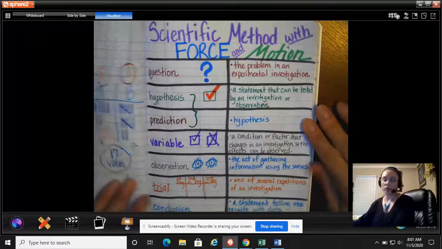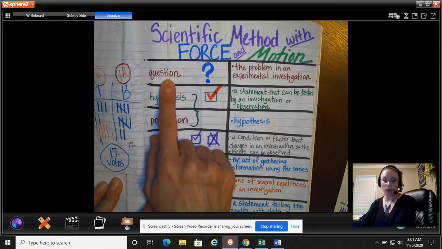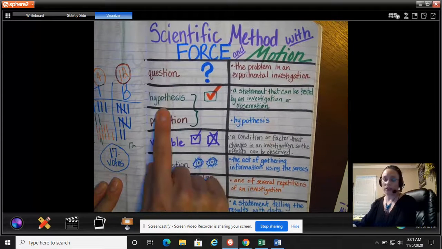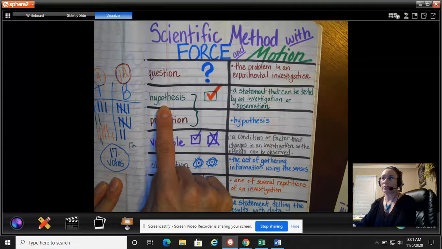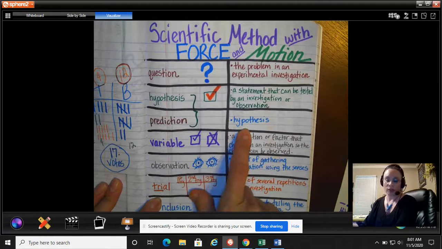So your vocabulary words are question, which is the problem in your experimental investigation. Hypothesis is your educated guess, or a sentence saying this is what I think is going to happen in an investigation or observation. It's also a prediction. So the definition of prediction could be your hypothesis. You're predicting what will happen. You haven't done the experiment yet.